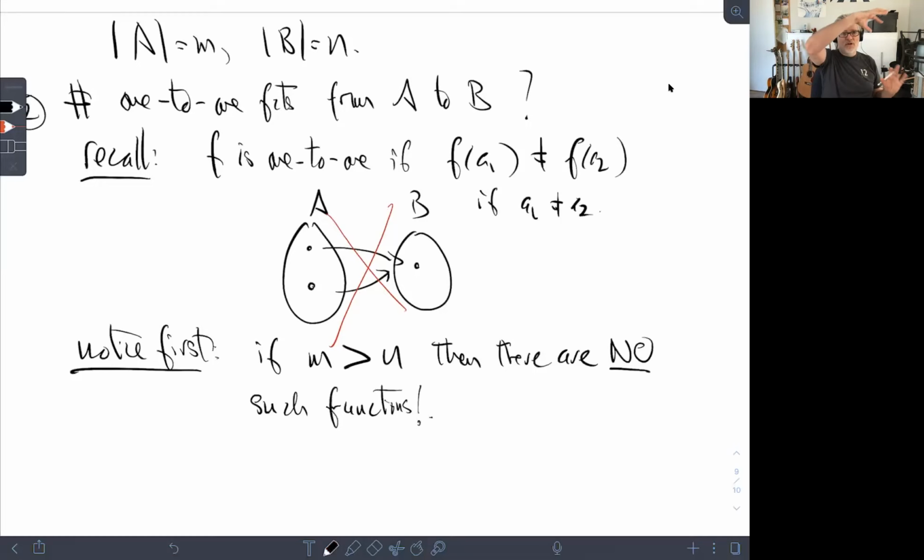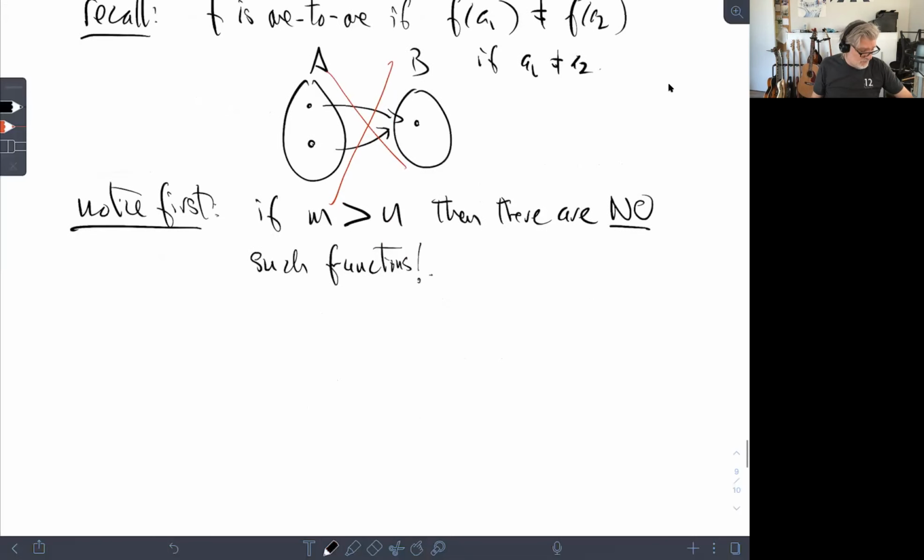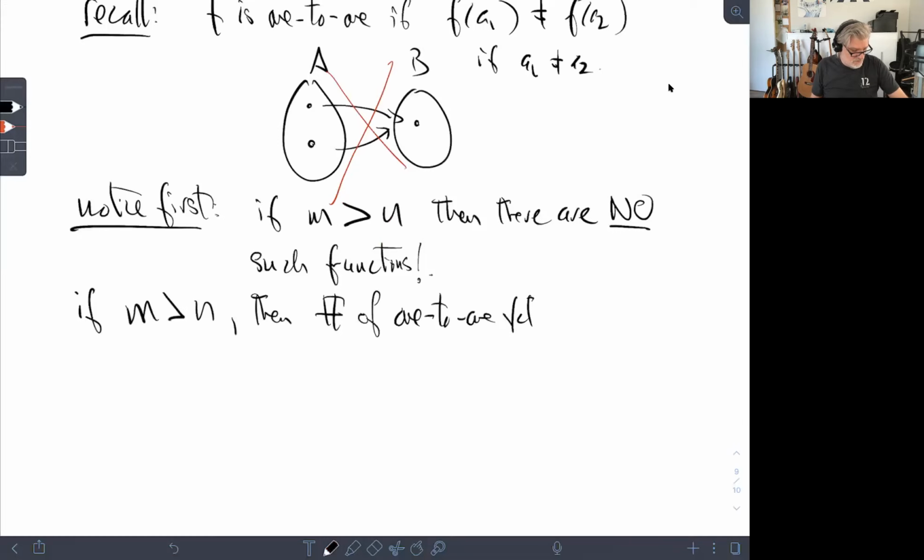Right? So if the set you're starting with, you're trying to map it in a one-to-one way to the other set, if it has too many elements, you're going to have to crush two elements to the same thing at some point. There is no choice, right? So if m is strictly bigger than n, the number is 0. So if m is bigger than n, then the number of one-to-one functions from A to B is 0.